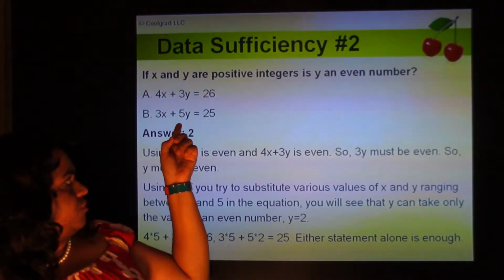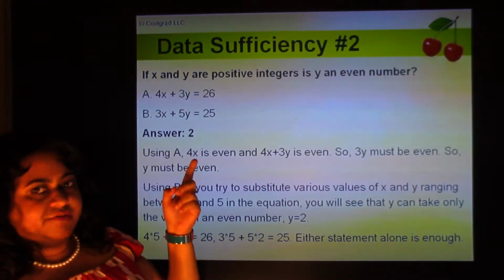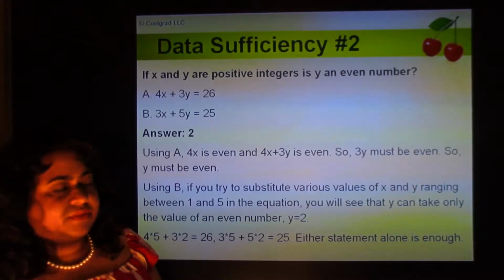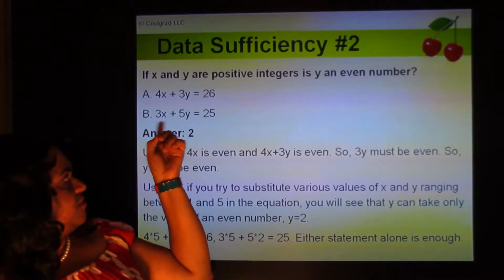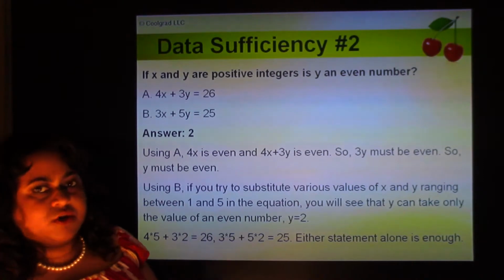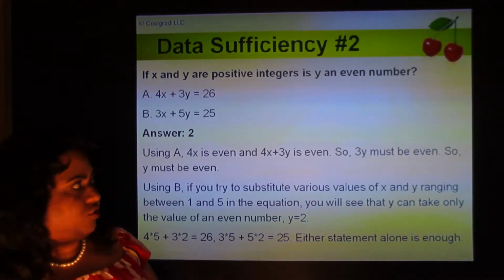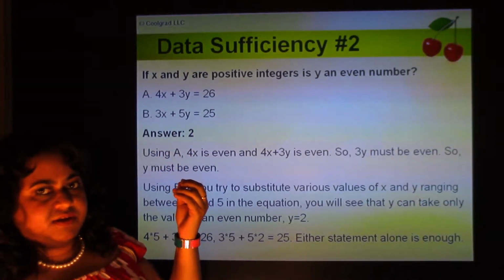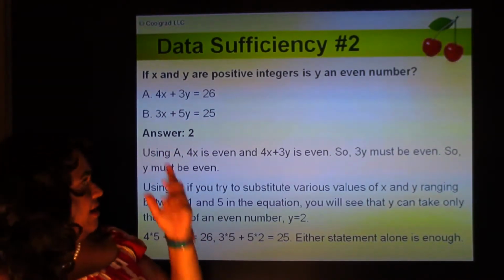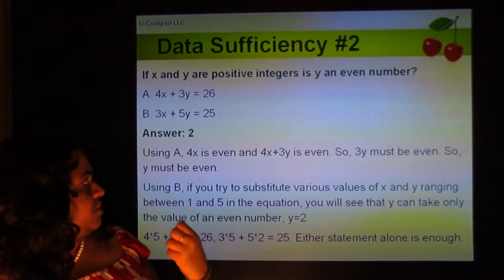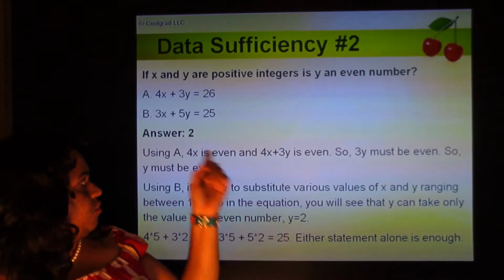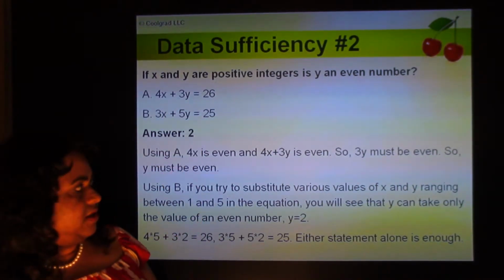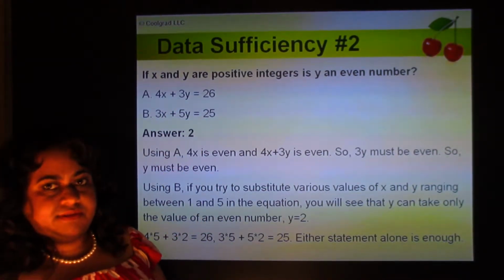And say y equal to 4. So 3x plus 20 is 25. So 3x is equal to 5, and you can't have an integer value for x. And if y is equal to 5, 3x plus 25 is 25, so 3x is 0. So that doesn't work either. So the only positive integer solution that satisfies this equation is y equal to 2 and x equal to 5. So by substituting values, you can find the unique solution using A or B alone. So either statement alone is enough to solve this problem.